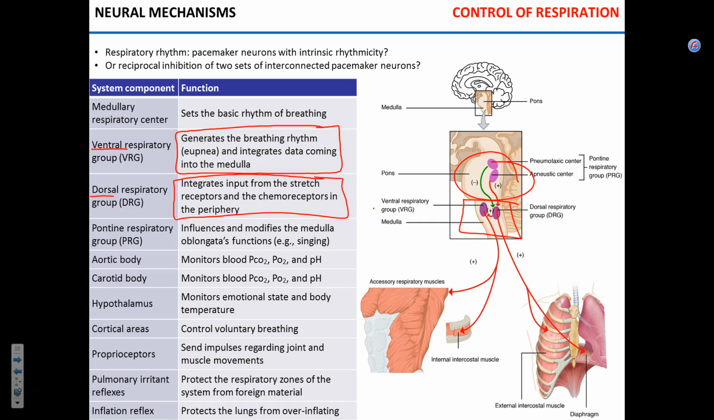That's the pontine respiratory group. So to wrap it up, the medulla sets the normal rhythm and adjusts it to the body's needs. The pontine respiratory group adjusts it to activities like singing or talking. Makes sense, right? The aortic body and carotid body aren't in the picture. Those are chemoreceptors. The aortic body is in the aortic arch. The carotid body is in the carotid arteries.